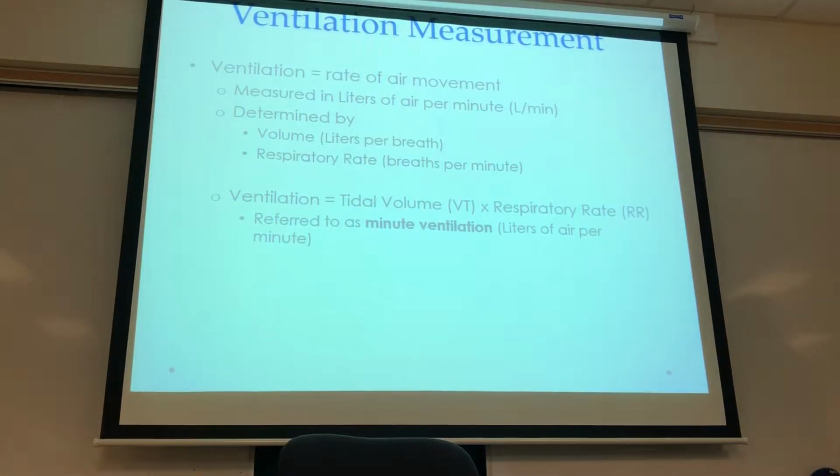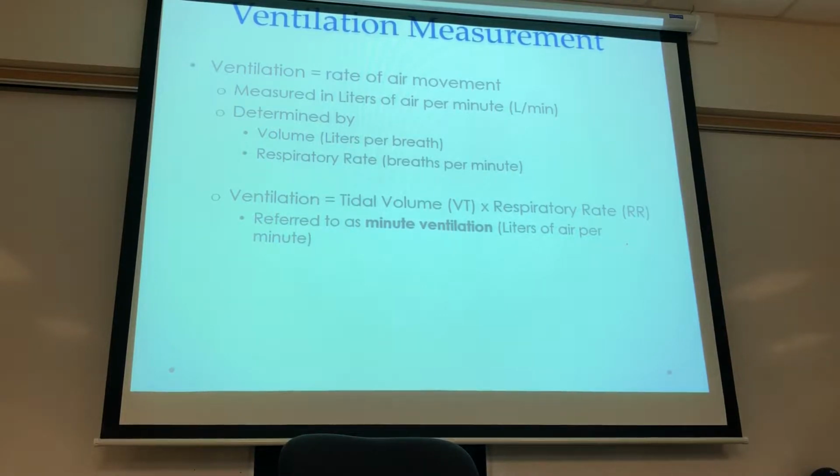So that equates to the rate of air movement. In other words, how fast am I moving that accordion to get air in and out? And the way we measure ventilation is the liters of air per minute. Okay? So how we measure ventilation is to look at the volume of air, right? The volume in terms of liters per breath, times the respiratory rate, how many times you breathe per minute.